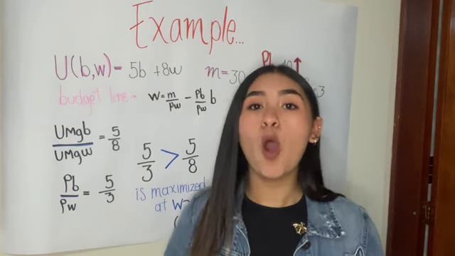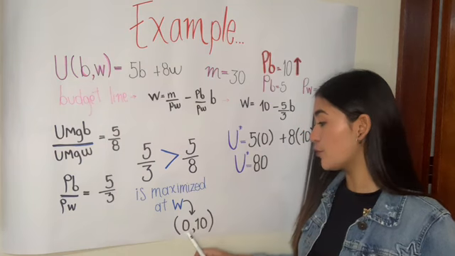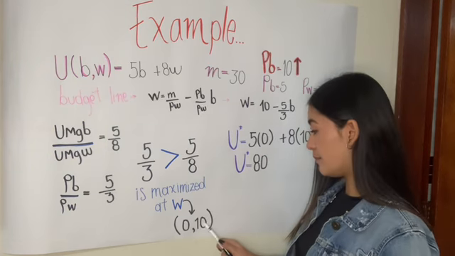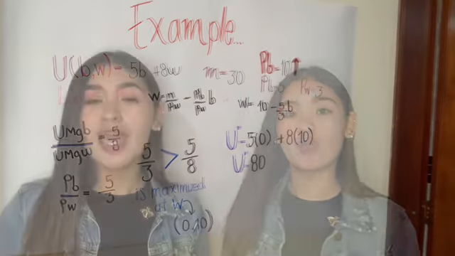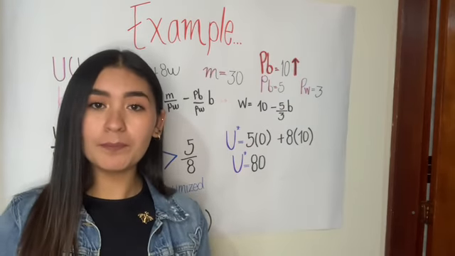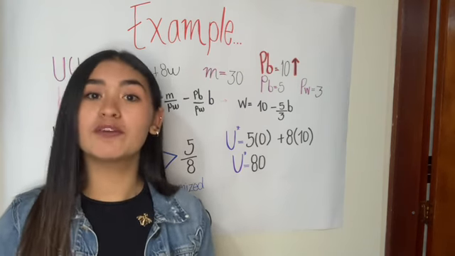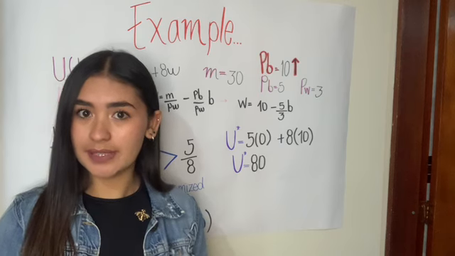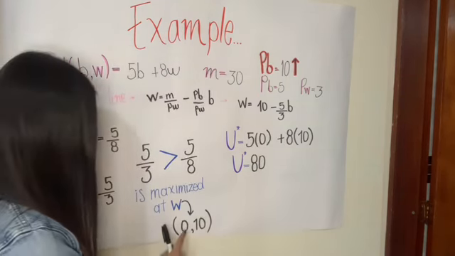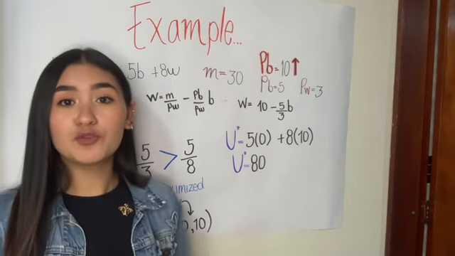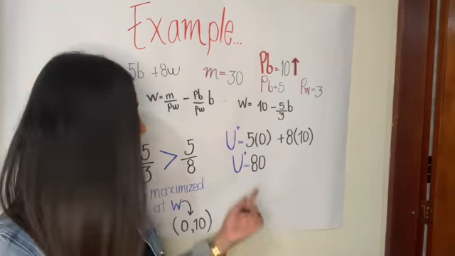Then our optimal consumption bundle is (0, 10). In a minute, I am going to show you this on the graph. Knowing our optimal consumption bundle, the next step is to find the optimal utility from the first moment of our exercise. For this, we replace (0, 10) in the utility function, and the result is 80.